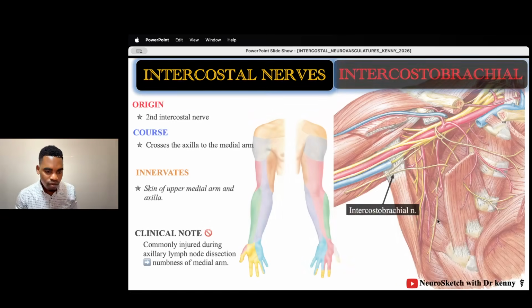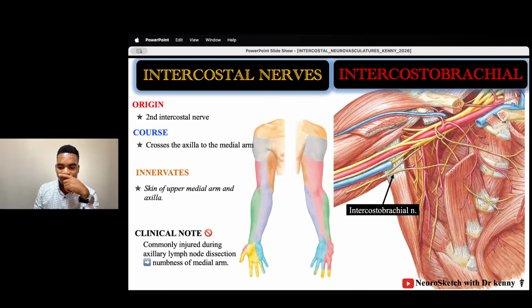We have a very special intercostal nerve, intercostal nerve number 2, which forms the intercostobrachial nerve. This nerve spans from the intercostal space all the way to the brachium. We discussed it when we were doing the axilla and the arm, and we said it gives skin sensation on the medial side of the arm. This is the intercostobrachial nerve. When doing a mastectomy, where we remove the axillary lymph nodes, it can be injured, and a patient can lose sensation on that side of the arm.